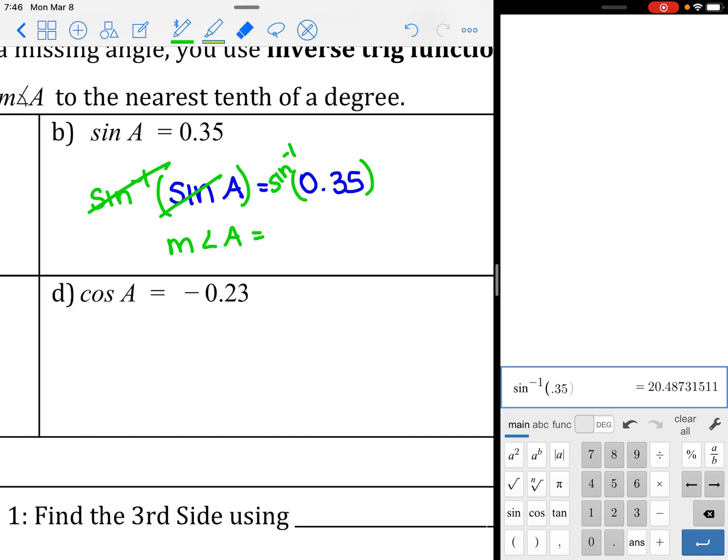So the measure of angle A, and this one isn't a whole number, but notice that my instructions say to the nearest tenth of a degree. So this would be about 20.4. The next number is an 8. So that saying is 5 or more, raise the score. So I'm going to round this up to 20.5. So the measure of angle A is about 20.5 degrees. Since I rounded, I'm going to use my approximation sign.